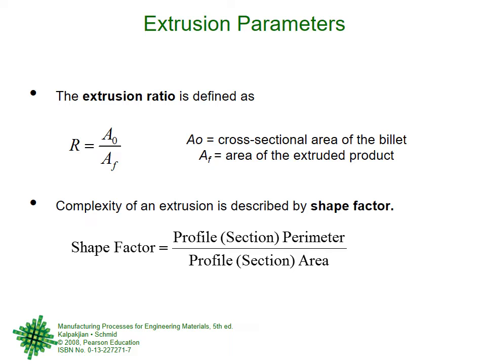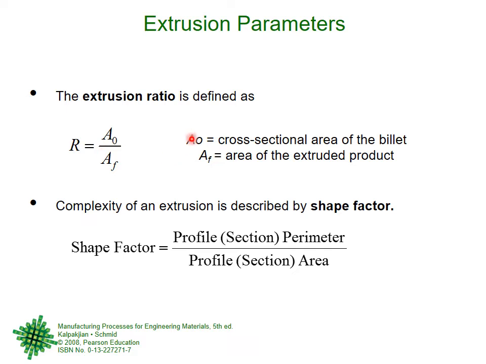A0 is the cross-sectional area of the billet, right? So the original material, which is in a cylindrical form, comes with an initial cross-sectional area. And after you finish extrusion, there is a cross-sectional area of the final product. So here we are calling that AF, area of the extruded product, cross-sectional area, of course, right? So the cross-sectional area of the original billet is A0 and the final cross-sectional area of the extruded product is AF.